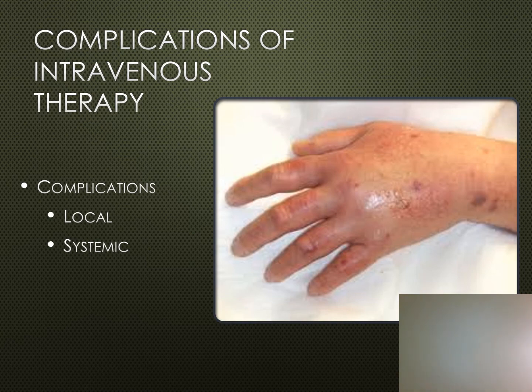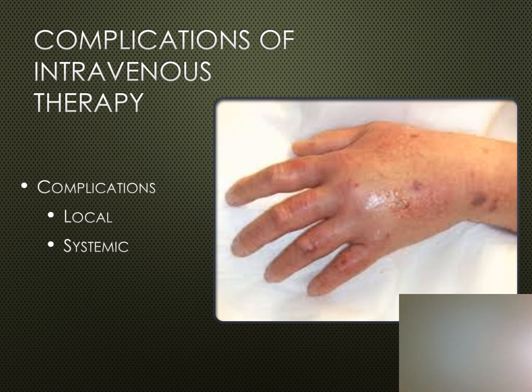So local complications can include infiltration, extravasation, phlebitis, thrombophlebitis, cellulitis, infection, occlusion, and nerve injury. Systemic complications can include air embolism, bloodstream infections, speed shock, circulatory overload, allergic reactions, and adverse reactions to different medications.